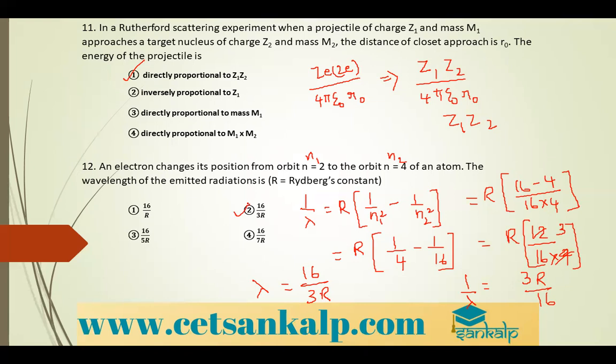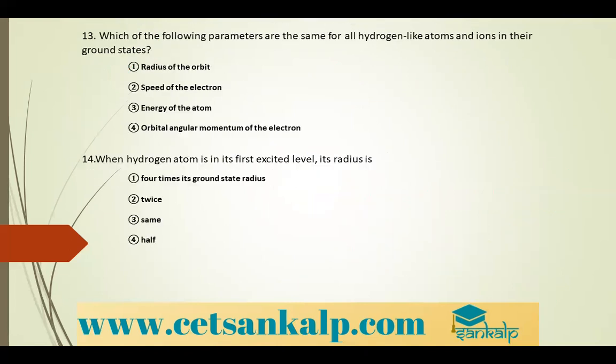Okay, next problem. Which of the following parameters are the same for all hydrogen-like atoms and ions in their ground states? In their ground state. So, the same one is the orbital angular momentum of the electron.